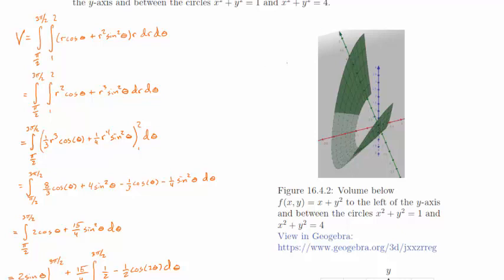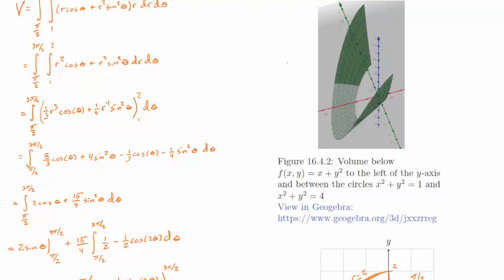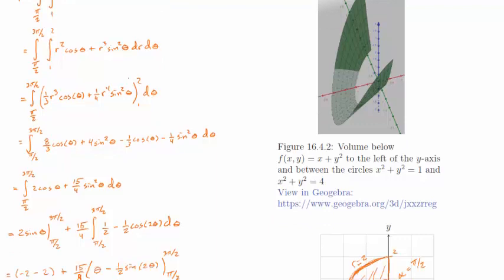Now here I can't factor the r's and the theta functions from each other to break this into two separate integrals. So I'm going to take the integral with respect to r first. So we get this whole thing equals the integral from pi over 2 to 3 pi over 2 of 1/3 r cubed cosine of theta plus 1/4 r to the 4th sine squared of theta, all in parentheses evaluated from 1 to 2, and then we'll take d theta. So evaluating from 1 to 2, we get the integral from pi over 2 to 3 pi over 2 of 8/3 cosine of theta plus 4 sine squared of theta minus 1/3 cosine of theta minus 1/4 sine squared of theta d theta.